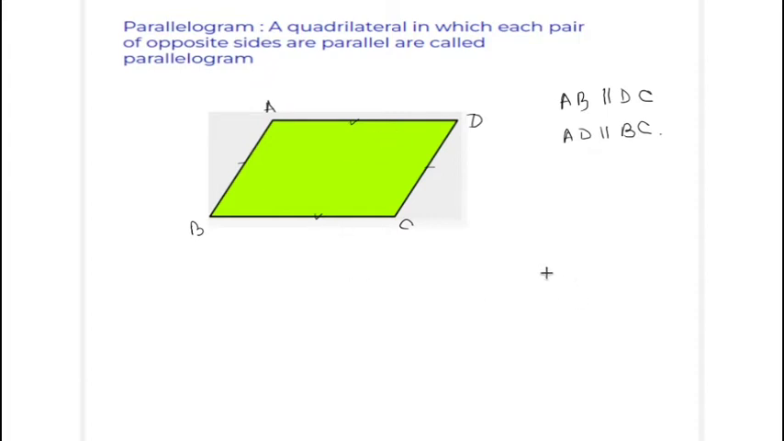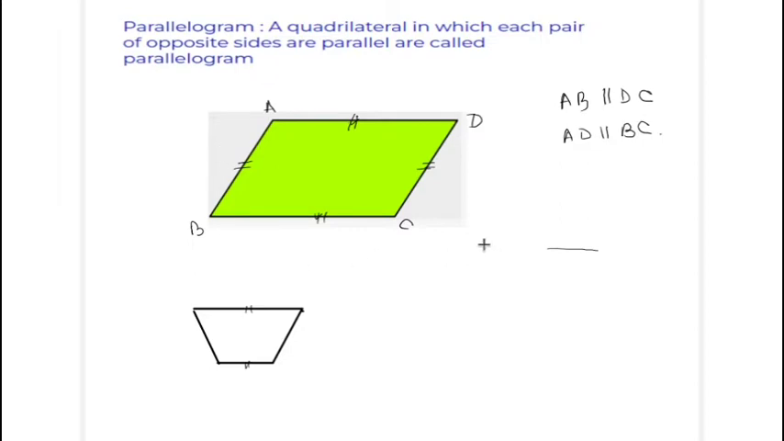Now, what is the difference between a trapezium and a parallelogram? In a trapezium, only a pair of opposite sides are parallel. That means these two sides are not parallel. Only one pair of opposite sides are parallel. But in a parallelogram, each pair of opposite sides are parallel. That means these two sides are parallel and these two sides are also parallel. This is the difference between a trapezium and a parallelogram.